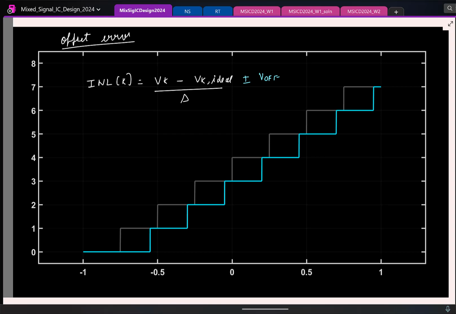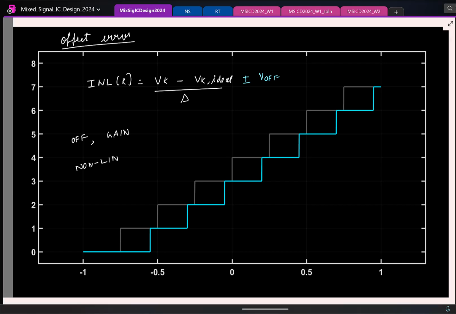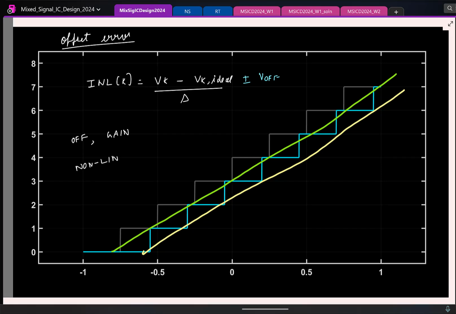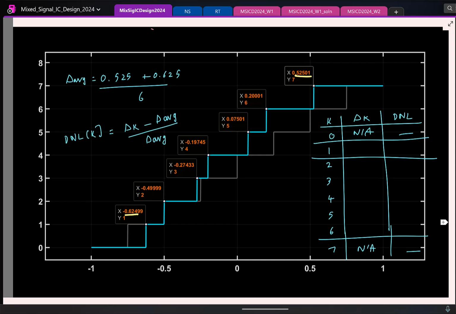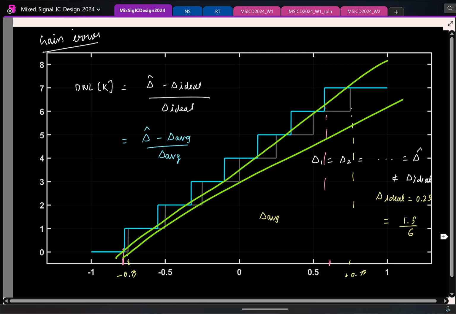So in practice, you will have everything. You will have offset, you will have gain error, and then non-linearity. Here you find the slope. I mean, if you draw a straight line connecting all of them, what is the slope? Compare the two slopes. Which means there is no slope error, there is an offset. Slopes were different. I think I erased it, but if you join it, you will see this is this, and this is this.